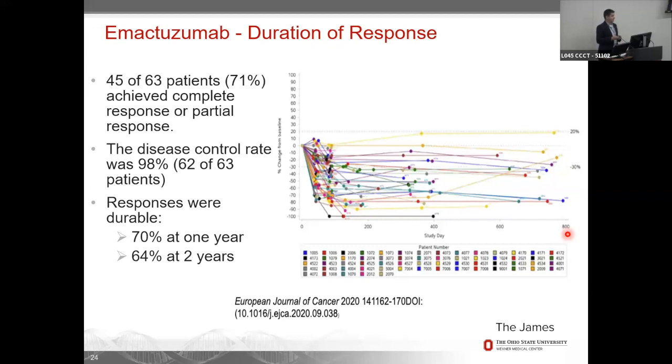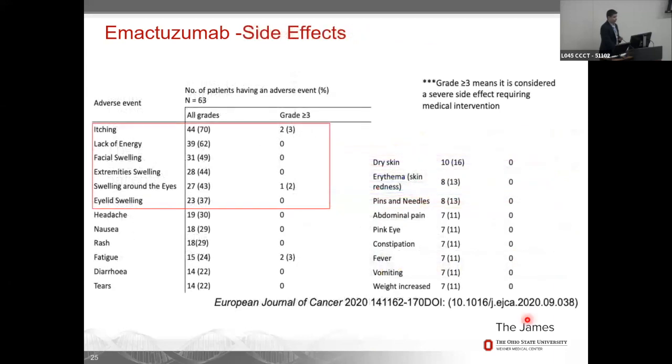71% of patients that participated in the trial achieved either complete response or partial response. And they have a disease control rate of 98% of the patients, which is remarkable. In terms of side effects, fatigue, we heard that before in the other drugs too, swelling around the eyes, saw that too, some headache, and overall, the drug was very well tolerated.